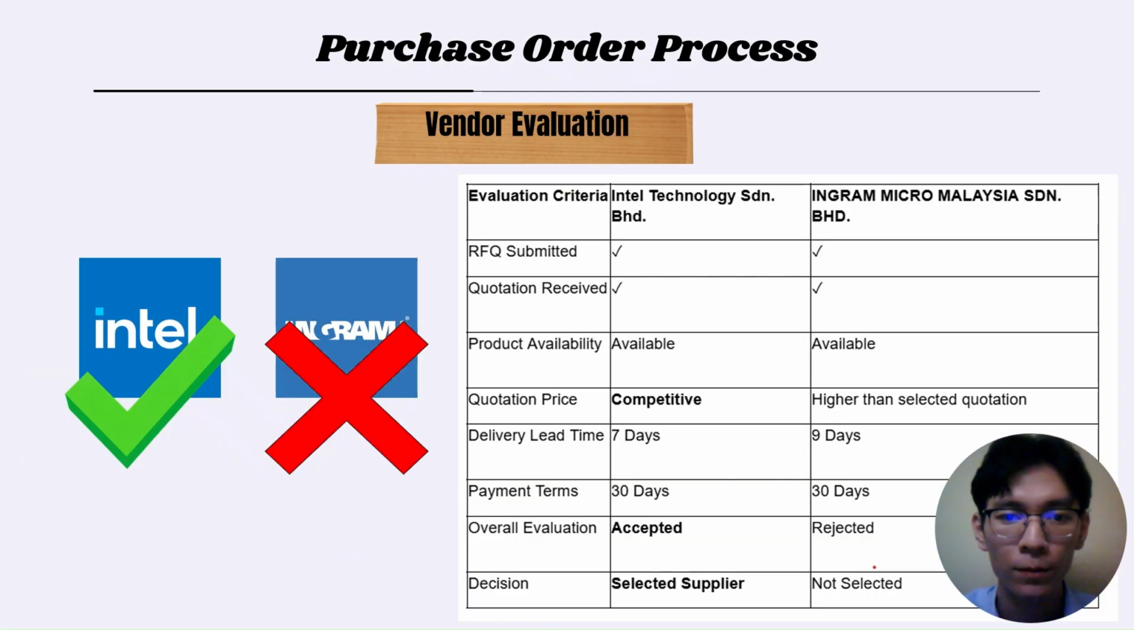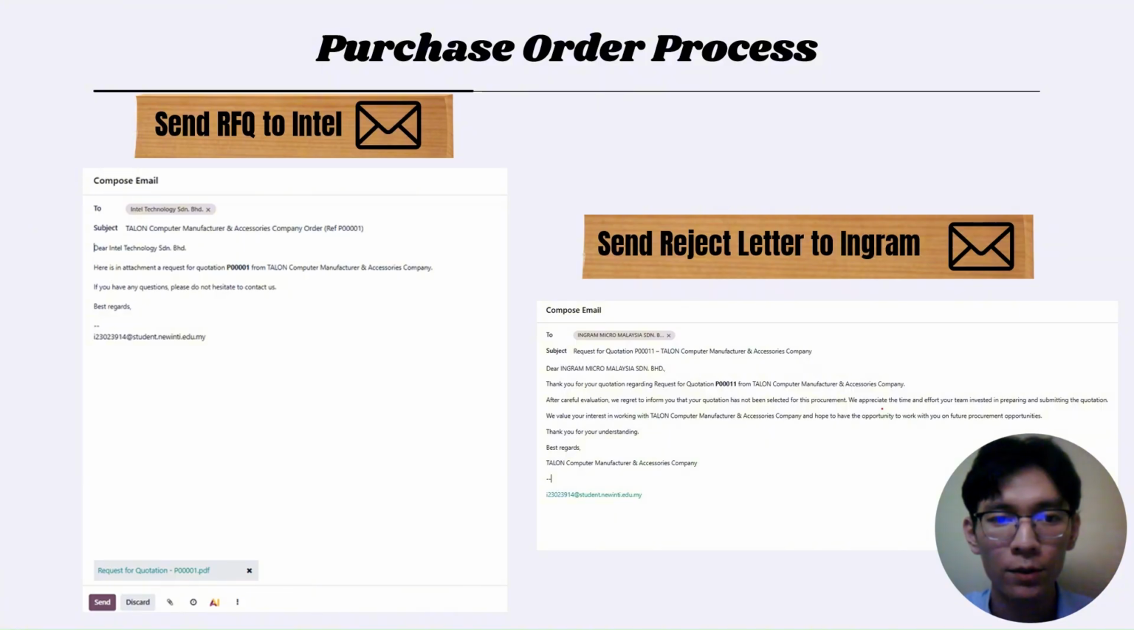Before we purchase the material, we will evaluate the vendors. Our vendors are Intel company and Ingram Micro company. When we evaluate these two companies, the Intel company gives the best price and the shorter delivery time. So we accept the Intel company as our vendor. Next, when we accept the Intel company, we will send a request for quotation to the Intel company and send a rejection letter to the Ingram company.